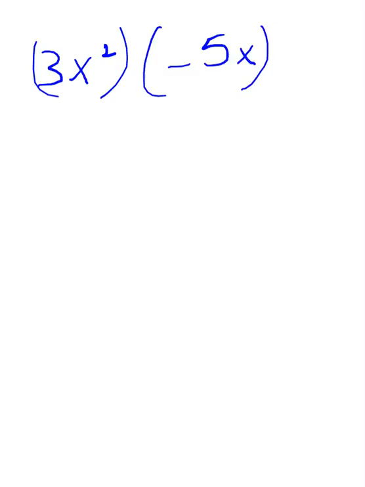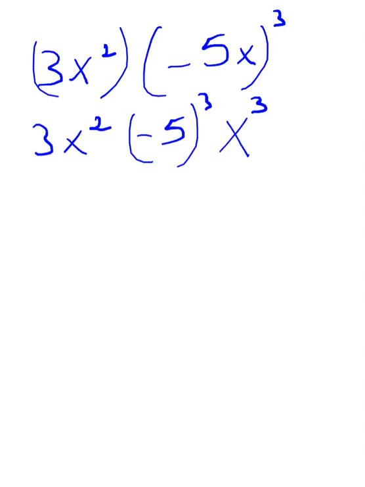We got 3x squared times negative 5x in parentheses to the 3rd power. Now here we have 3x squared. Let's take the parentheses out. So we get negative 5. Again, we're going to distribute the exponent 3 to the negative, the 5, and the x. There's going to be x to the 3rd power.